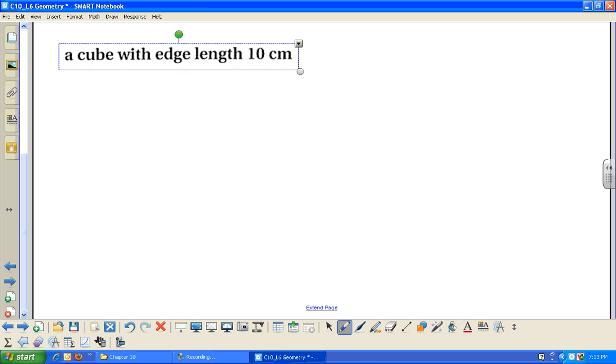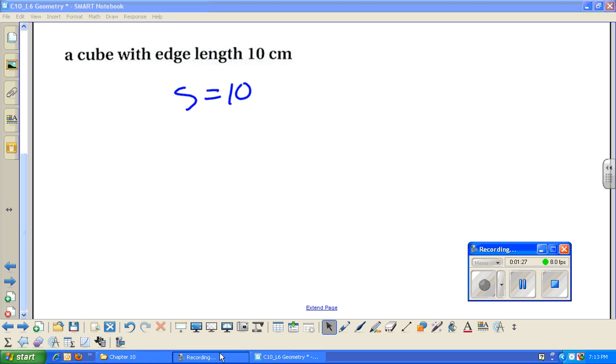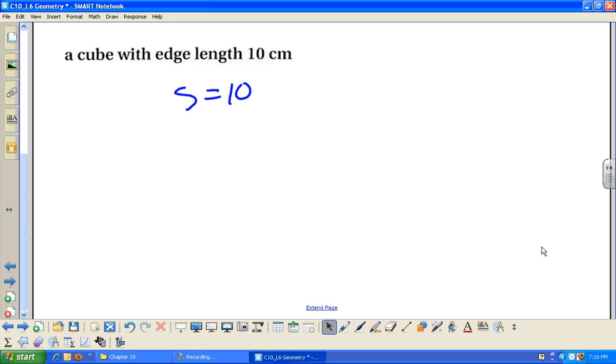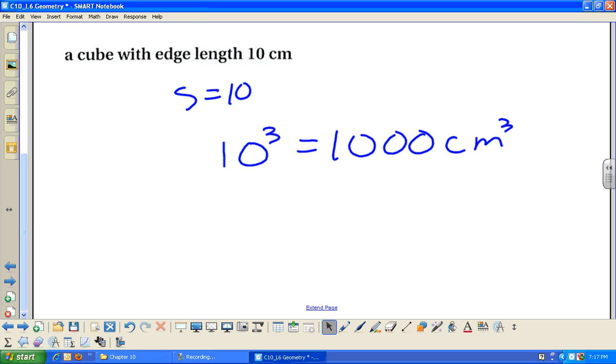If I'm looking for the volume of a cube with edge length 10, since S is equal to 10, so if I'm trying to find the volume, I would take 10 cubed, which is equal to 1,000 centimeters cubed. Volume units is always cubed.